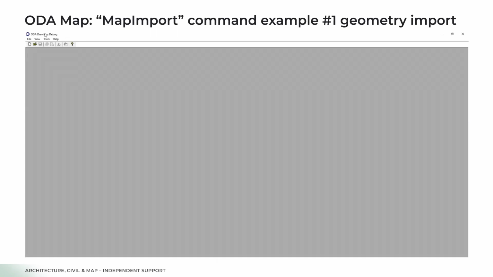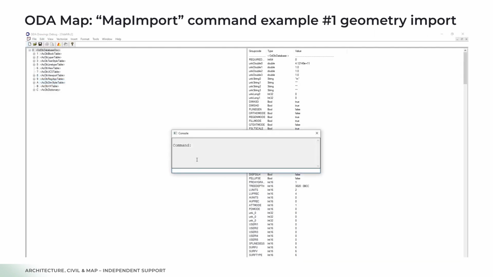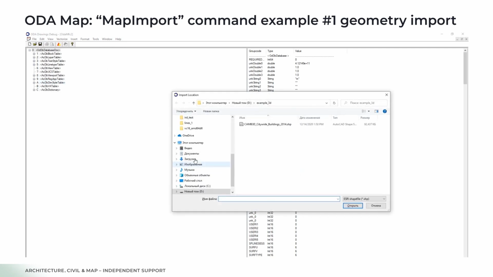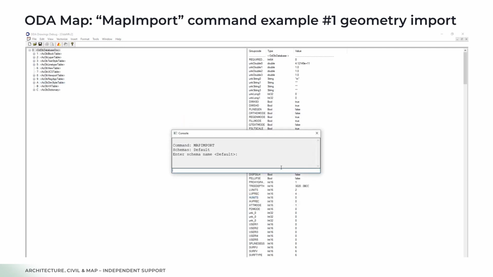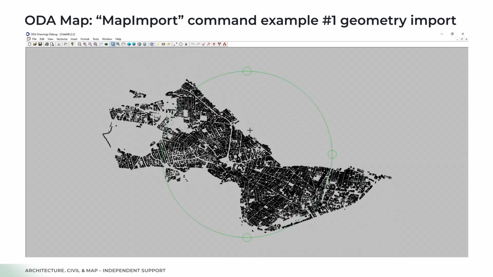The import is not limited to simple geometry only. Complex data may be imported as well. In this example, you see a map import command. Select the connection type SHP and select the SHP source file. Next, determine the GIS layer, and after additional import options, we see the result.